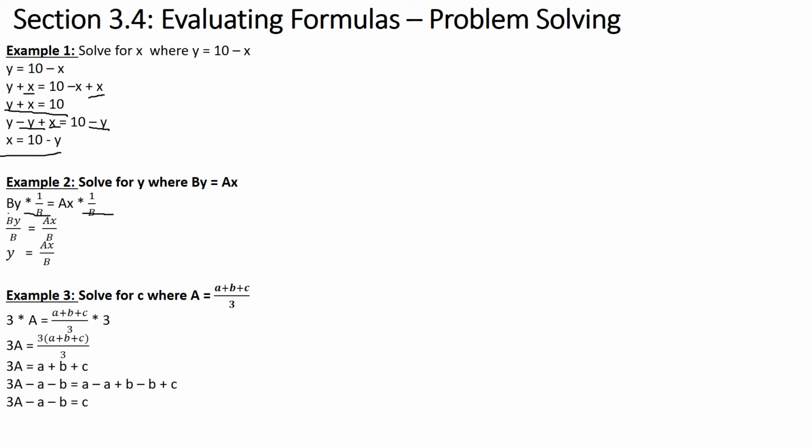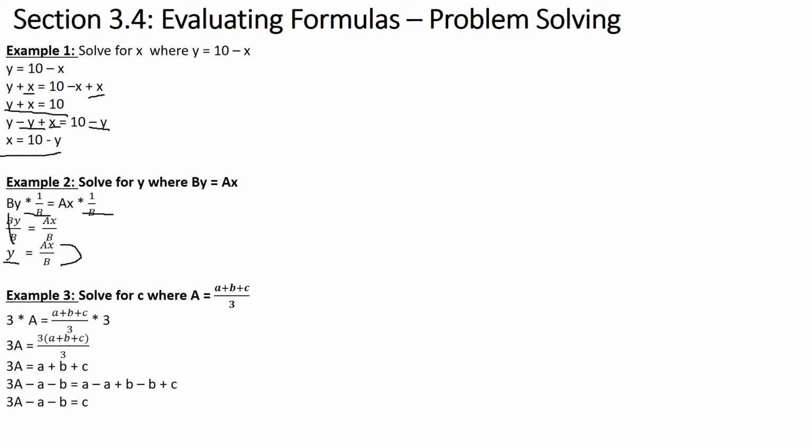by times 1 over b is by over b. Those cancel out. All that's left is a y here. And 1 over b times ax is this right here. So simply, our answer is y equals ax over b.